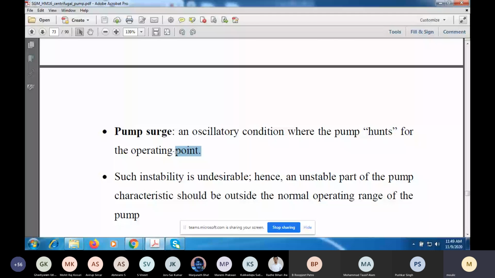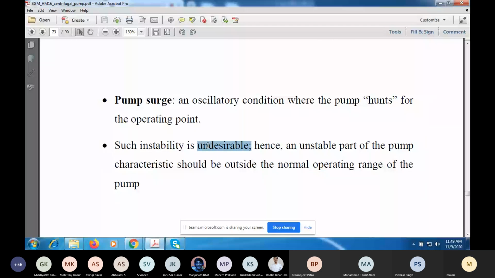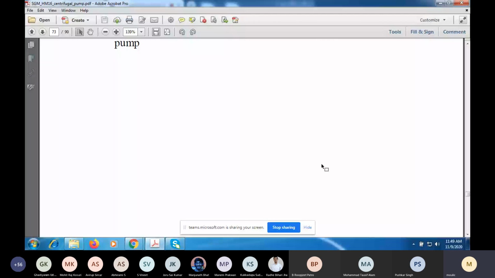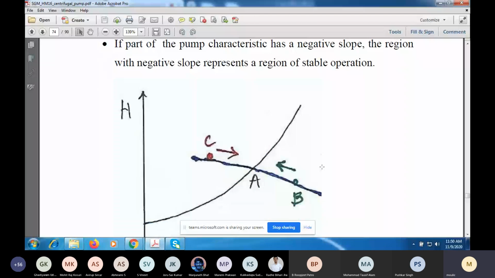So such instability is undesirable. So we must make sure that if the pump characteristic has an unstable part, it should be outside the normal operating range of the pump. Now let us look at a case where the pump characteristic is negative.